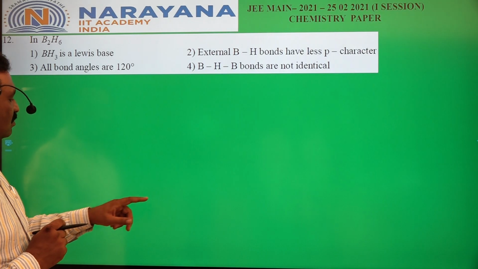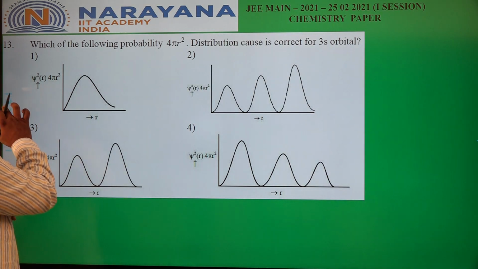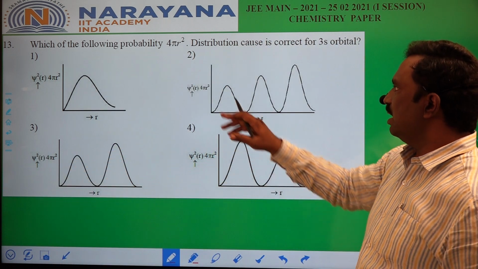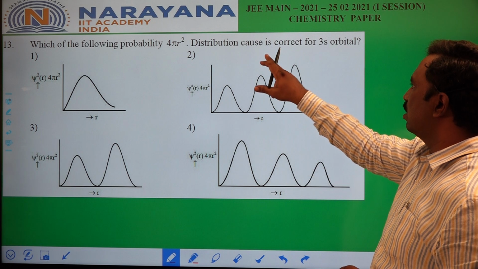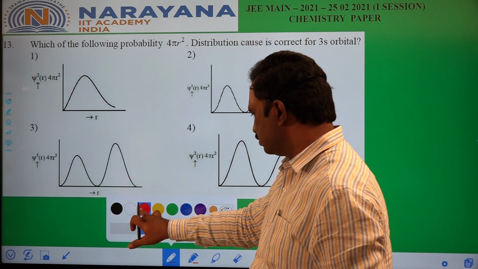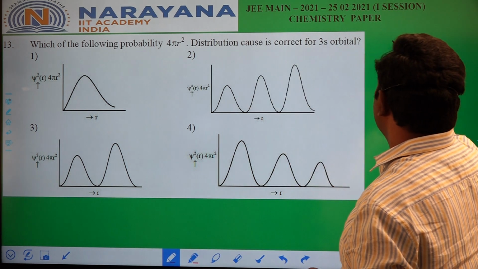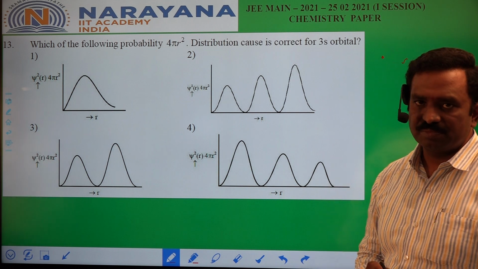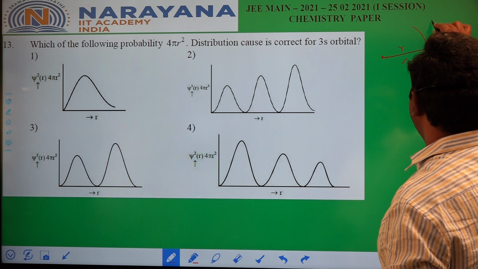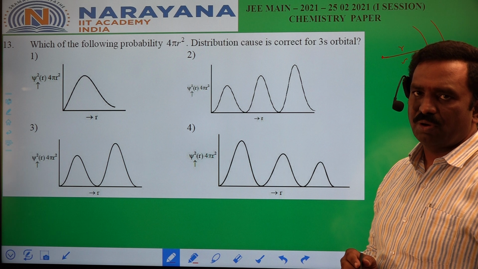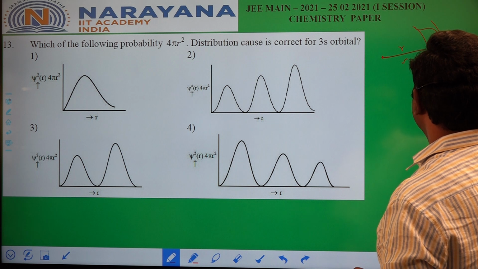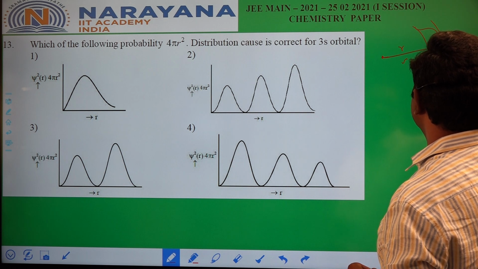Let me take the 13th question. In this question, which of the following probability 4 pi r square distribution curves is correct for the 3s orbital? If you take this as the position of the nucleus, from the nucleus at a certain distance r, if the electron is propagating around the nucleus in the form of a three-dimensional wave like this, consider this is dr at distance r.